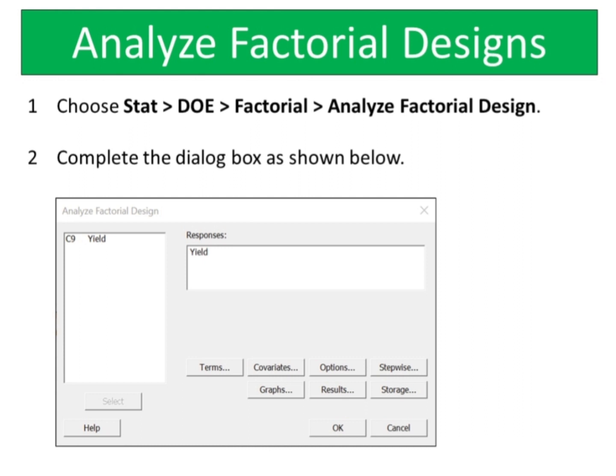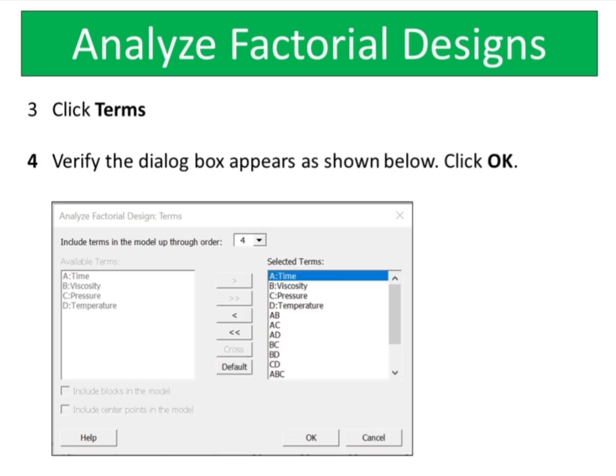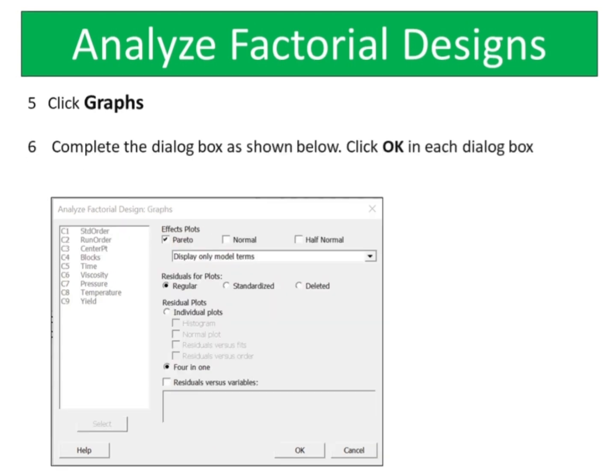Choose Stat, DOE, Factorial, Analyze Factorial Design. Complete the dialog box as shown below. Click Terms. Verify the dialog box appears as shown below. Click OK. Complete the dialog box as shown below. Click OK in each dialog box.